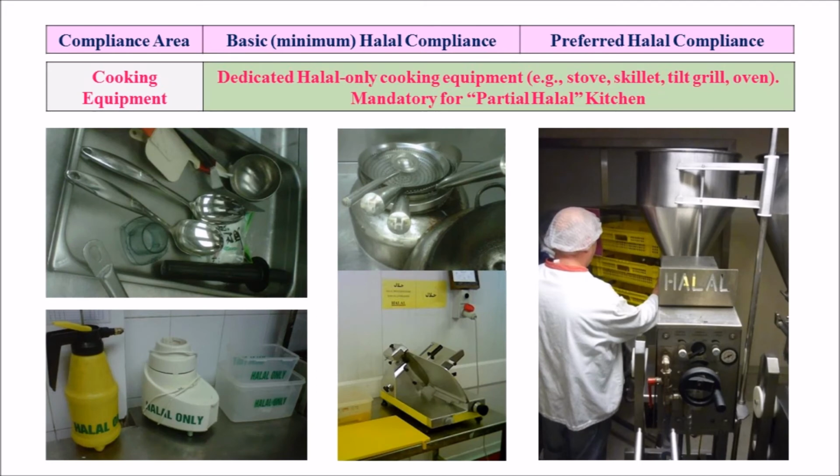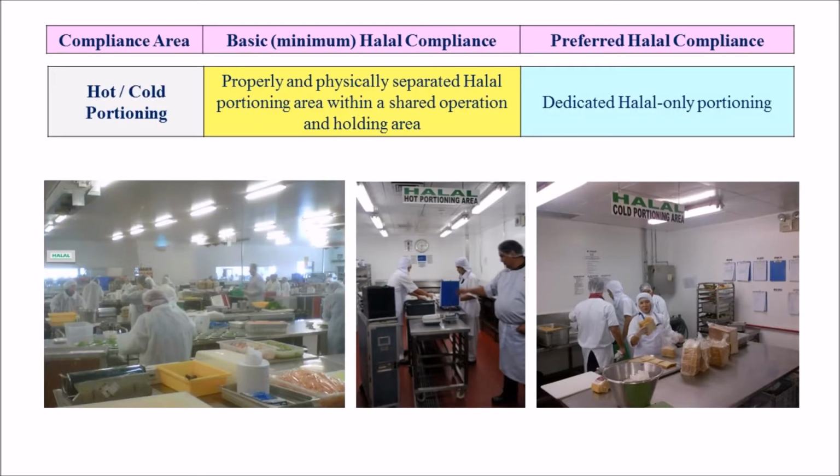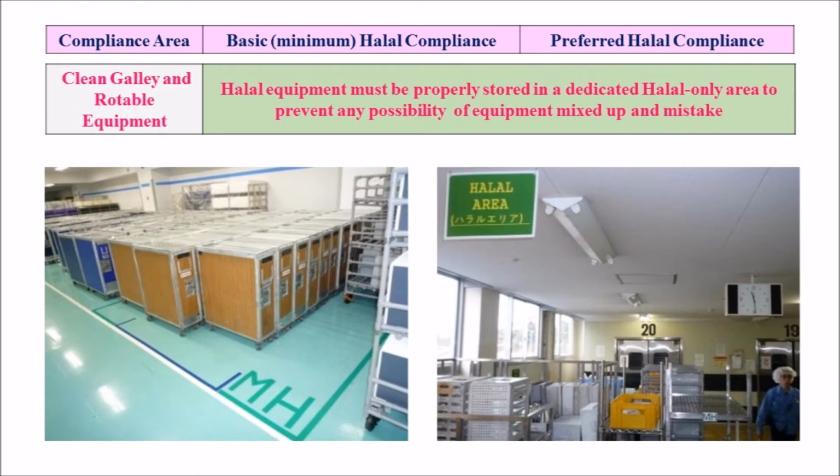For example, I'm showing you a picture. Can you see here? Cold or hot kitchen, for example. They have a very big cold portioning area, and one far end corner with a halal label on the wall. At the far end, they only do the portioning of hot and cold for halal. The rest of the area in the picture they can use for other airlines which are considered not halal. This is what I mean by that basic requirement.